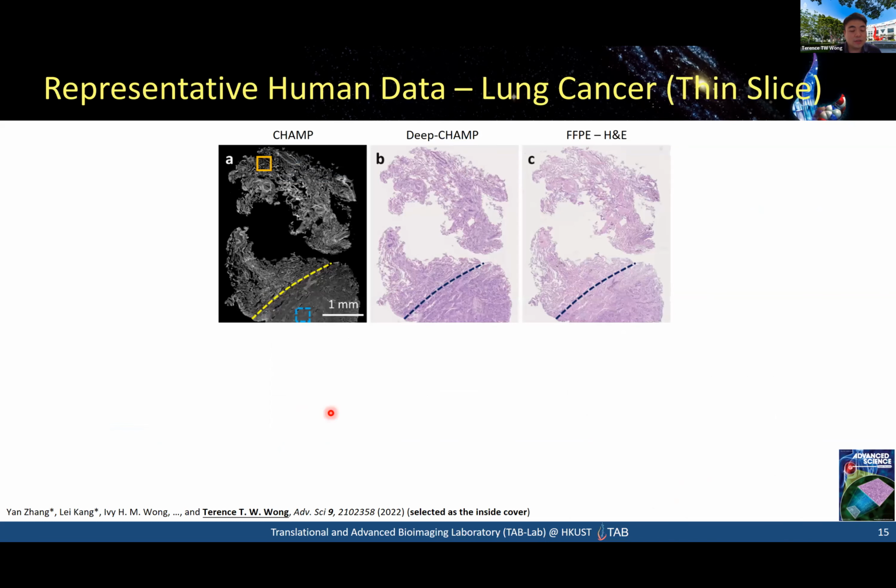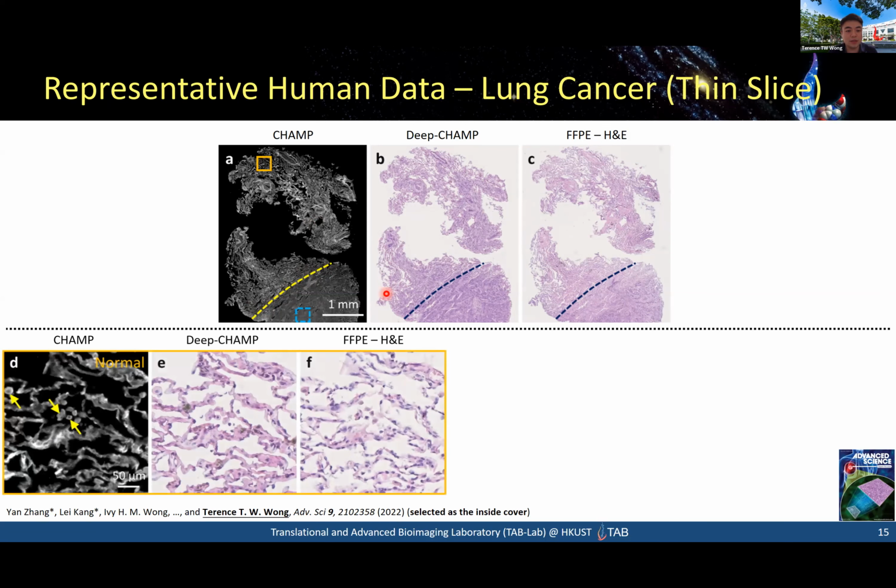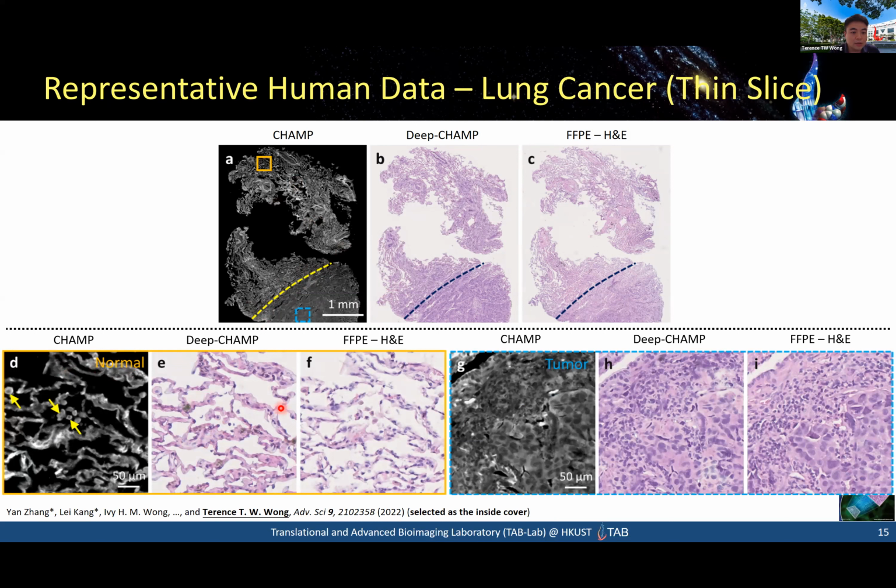All right, so let's go through some data that we can show. The leftmost is a CHAM image, the middle one is deep CHAM, and the rightmost is an FFPE H&E. By showing you, it's very clear that we can see the interface between tumor and normal. And we go through some zoomings. I think you are convinced that they are fairly similar, like the normal area. This is a lung cancer, by the way. In the lung organ, you can see the airway structure is very similar between deep CHAM and FFPE.